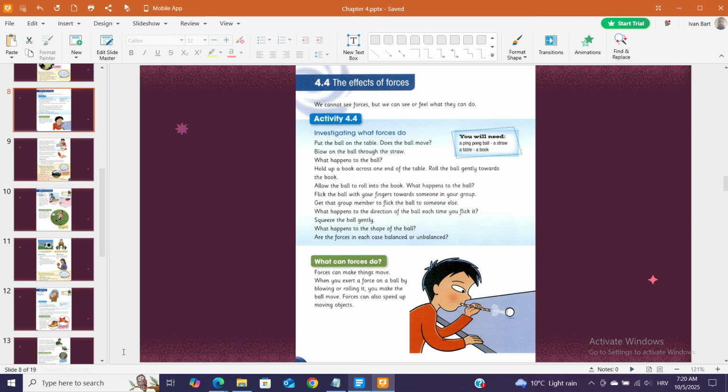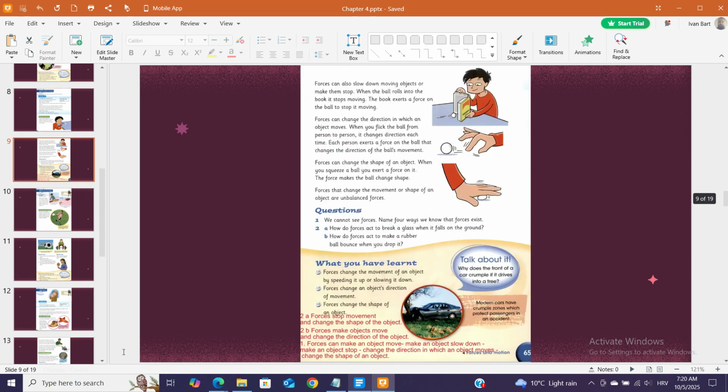What can forces do? Forces can make things move. When you exert a force on a ball by blowing or rolling it, you make the ball move. Forces can also speed up moving objects. Forces can also slow down moving objects or make them stop. When the ball rolls into the book, it stops moving. The book exerts a force on the ball to stop it moving.